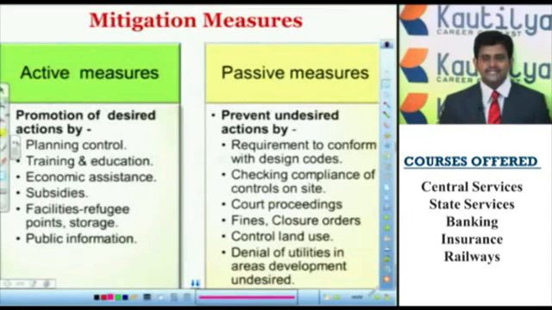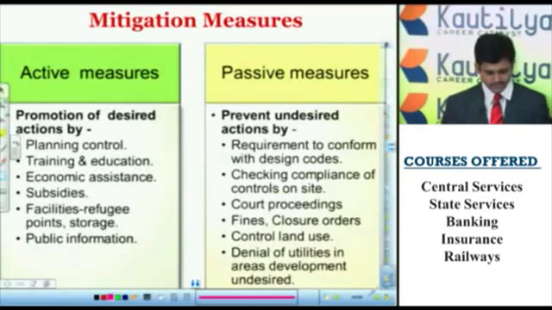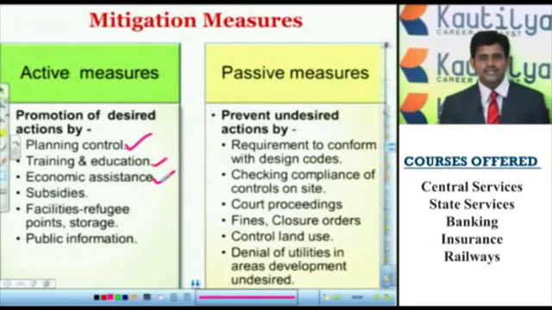Next one is mitigation. Mitigation is nothing but reducing the severity of disasters. So how can we reduce the severity of disasters? Based on this, mitigation is classified into two types: active measures and passive measures. What are these active measures? Planning controls, training and education regarding disasters, economic assistance from government or other bodies, and public information.